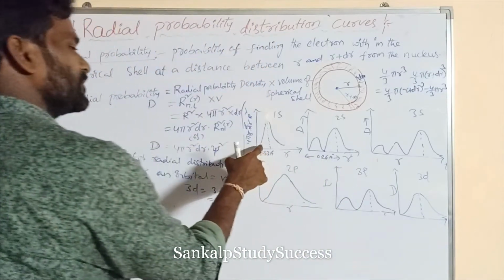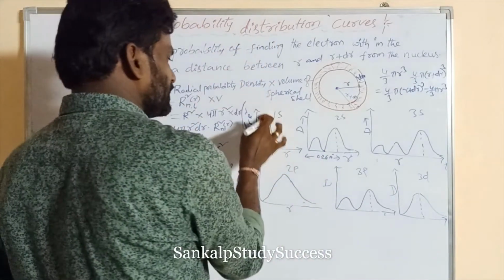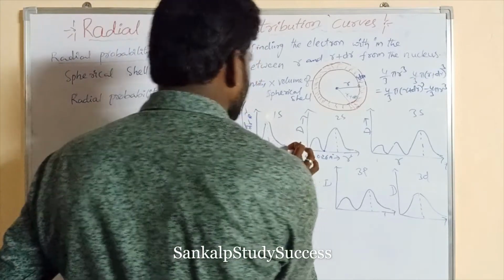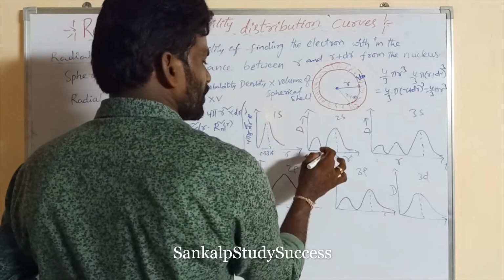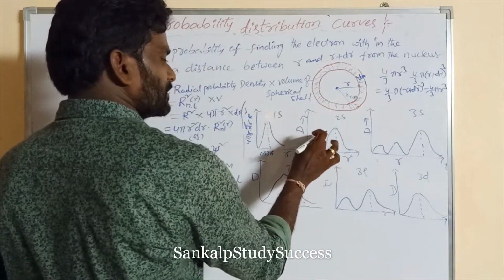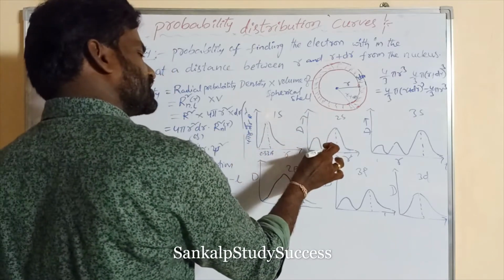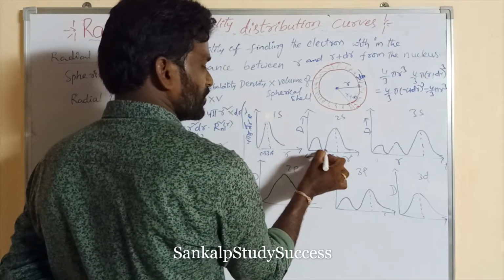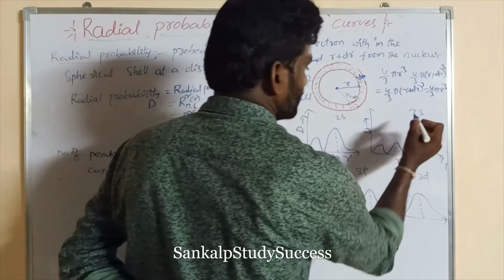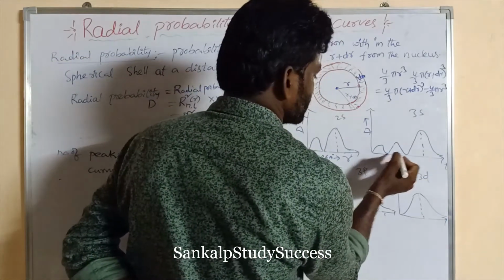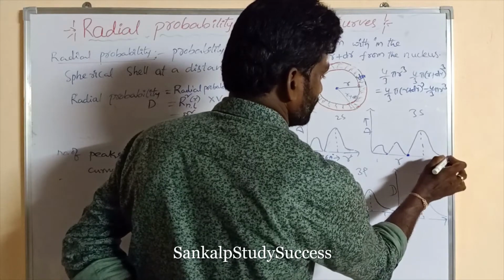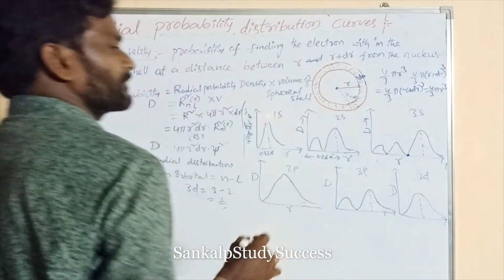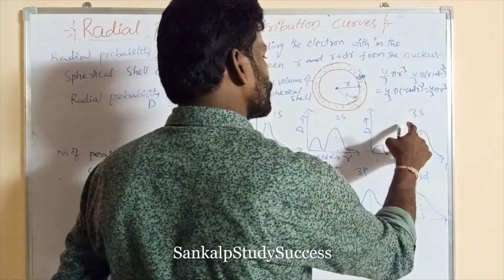So here the peak does not touch the x-axis, so the number of nodes is equal to 0. Here, after one peak, the distribution curve touches the x-axis at one point. So here one node is present for the 2s orbital. Similarly for the 3s orbital, here there are 2 nodes, this is one and this is another. This curve does not touch the x-axis, so this is not a node. So how many nodes for the 3s orbital?